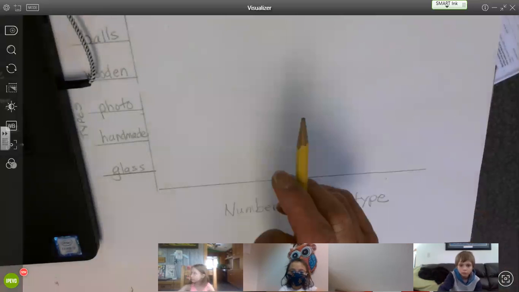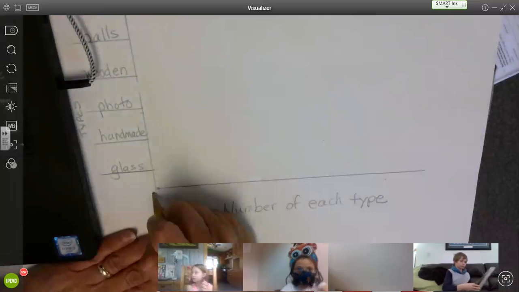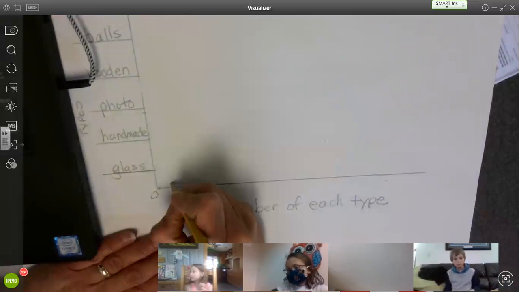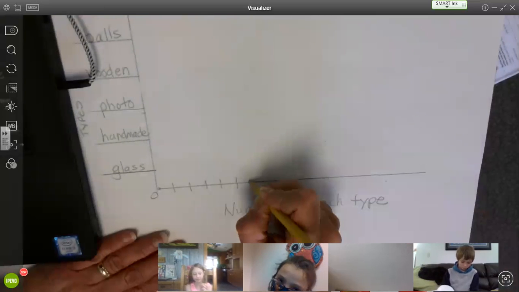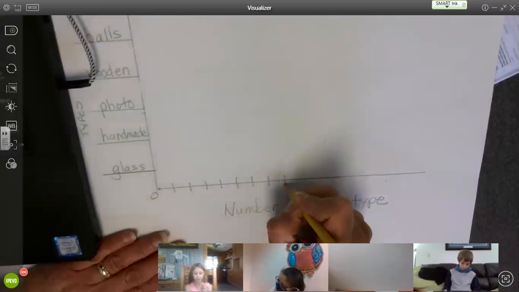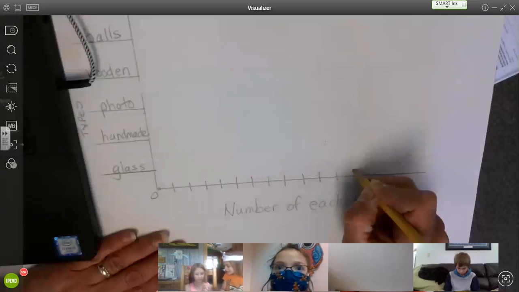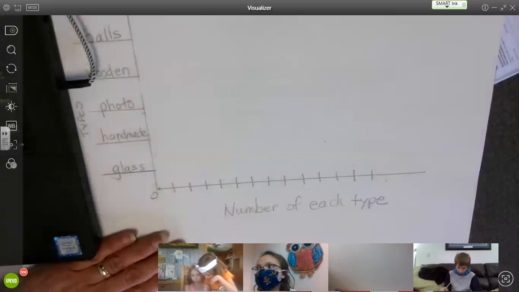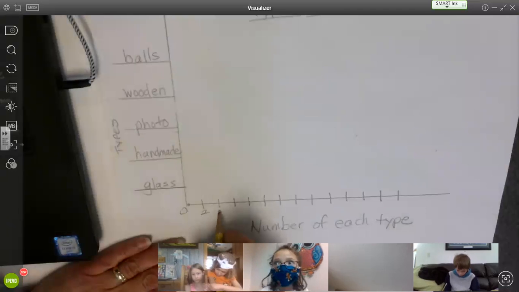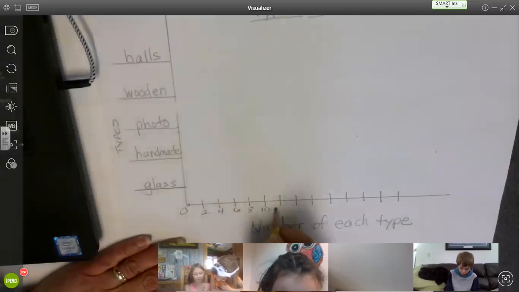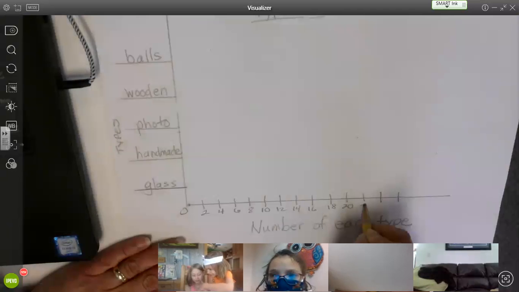Let's try 2s. Okay, so this would be 0, where my X and Y axis meet here. Then I'm gonna say 2, 4, 6, 8, 10, 12, 14, 16, 18, 20, 22, 24, 26. I don't have to go any higher than that because my highest number is 24. Now I've got to write it in. 2, 4, 6, 8, 10, 12, 14, 16, 18, 20, 22, 24, 26.